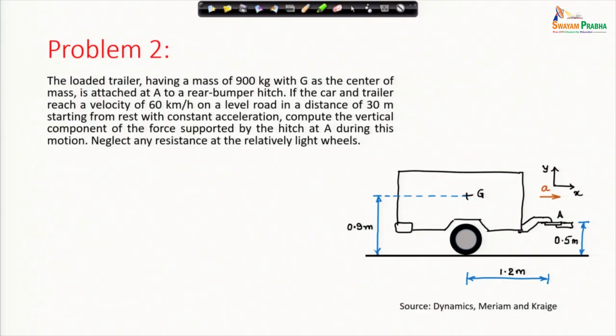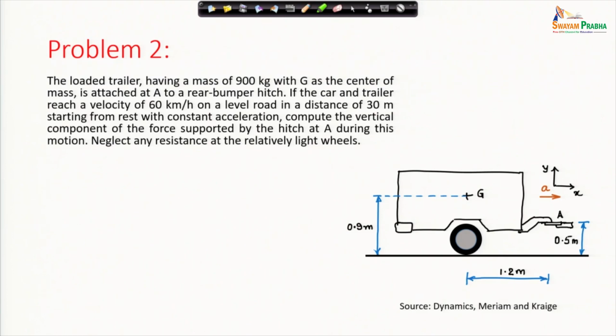Let us move over to the second problem, again from the textbook of Meriam and Craig. It says the loaded trailer having a mass of 900 kilogram with G as the center of mass is attached at A, this point A which is shown in the figure, to a rear bumper hitch. If the car and trailer reach a velocity of 60 km per hour on a level road in a distance of 30 meters starting from rest with constant acceleration, compute the vertical component of the force supported by the hitch at A during this motion. Neglect any resistance at the relatively light wheels.